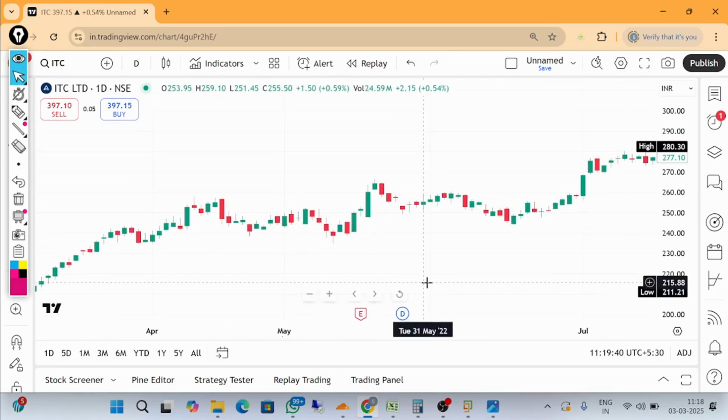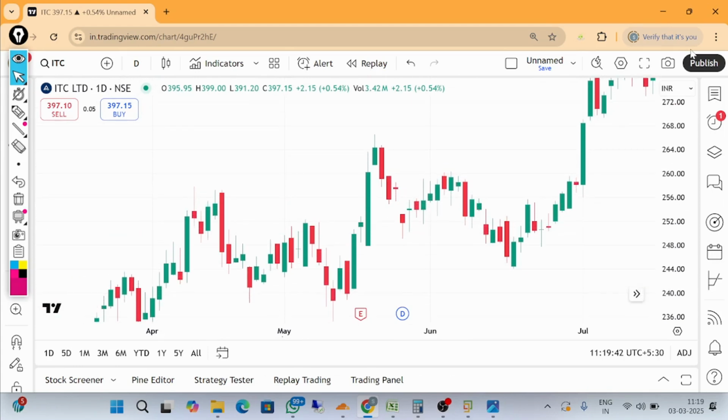You can take this one also. You can take the 266 high, or you can take the current one, whatever it is now. My basic intention is to make you understand how support and resistance levels are calculated, and which support and which levels are important. So let us take this one.